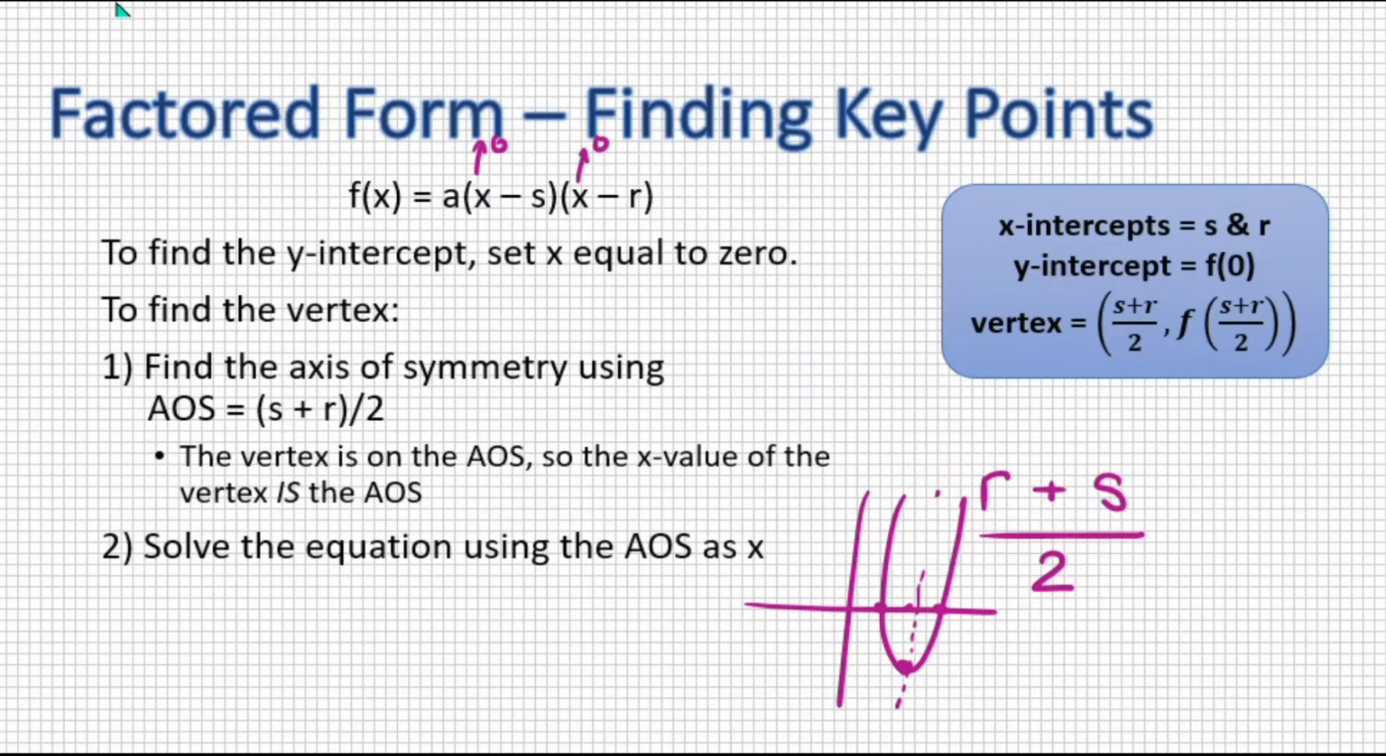Once you've got that AOS, or the x value of the vertex, you sub that back into the equation for any x values, and you see what it spits out that time for f of x. Let's look at actual examples to make that a little clearer.